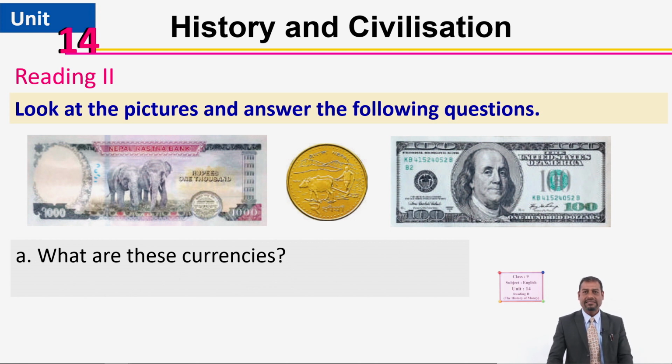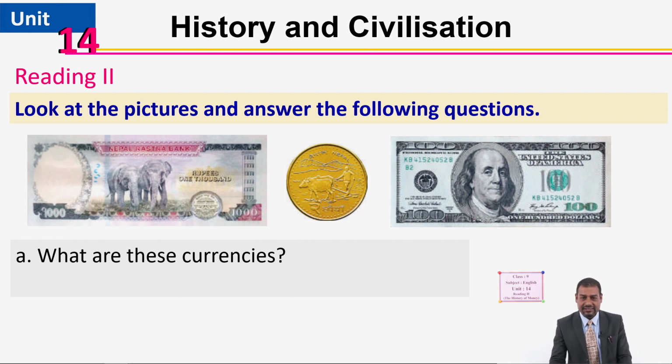So, the first question for you is, what are these currencies? Now, you can see the first currency. Which country does it belong to? Yes, you are right. It is a Nepalese currency. Okay, rupees 1000. Have you seen this type of note? Yes, definitely you might have seen. So, why do you use this currency? Next picture you can see coin of Nepalese coin.